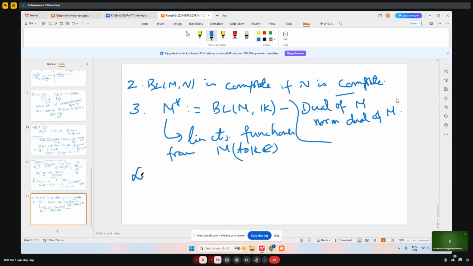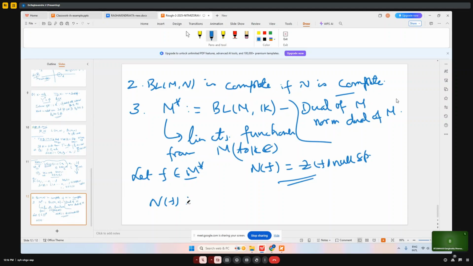So let f belong to M star. Then you have the null space of f. Some people call it the Z of f. This is called the null space. So what is this null space of f? It is the set of all x such that f nullifies it, f(x) is 0. Then this is a closed subspace. It is also called a hyperplane.